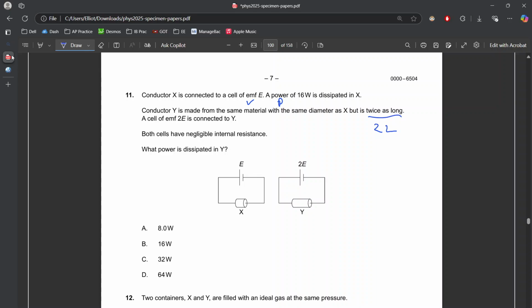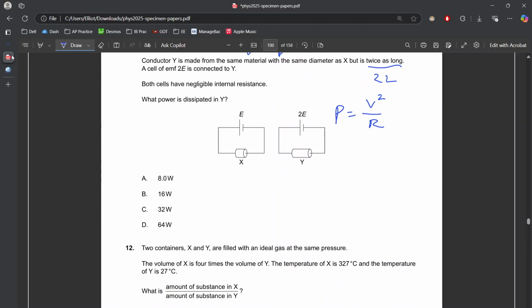Same diameter. Okay. All right. So my mind is going to resistance, right? So the equation that we want to use is P is equal to V squared over R. But we don't really know what R is, so we have to figure it out.